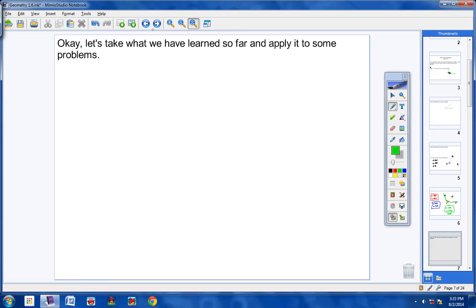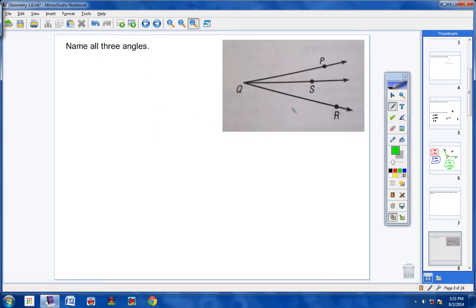Okay, let's take what we have learned so far and apply it to some problems, okay? So you can work ahead or you can watch me, whatever you prefer doing. Please copy this in your notes. I want us to name all three angles, and I'm going to give them numbers. We're going to put a little 1 right here, so put a little 1 right there, and we're going to put a little 2 right here. So quickly copy this in your notes, and you can work ahead or you can watch me. It's up to you. Here's angle number 1.